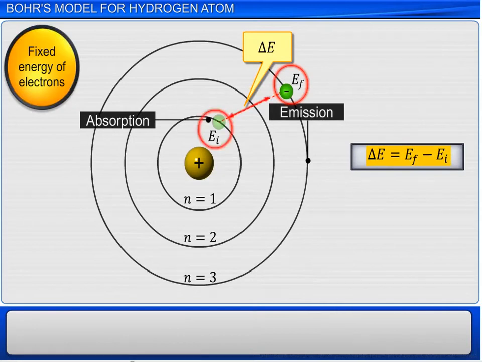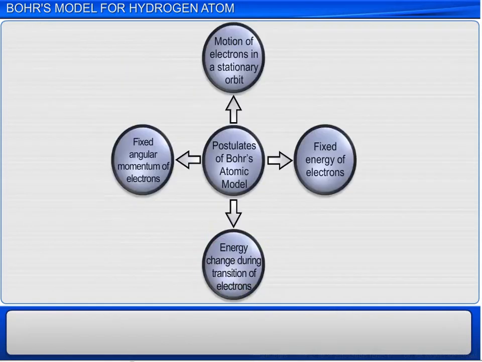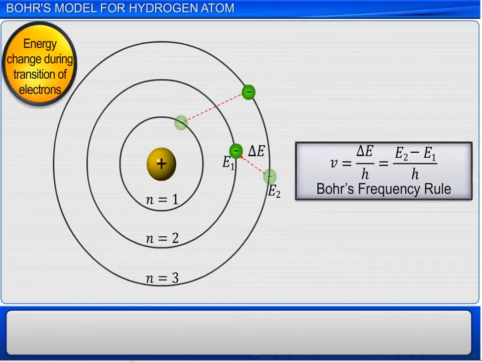The third postulate states that the frequency of the radiation emitted or absorbed can be represented by the equation nu is equal to delta E divided by h, that is, E2 minus E1 divided by h, where E1 and E2 are the energies of the lower and higher stationary states, and h is Planck's constant.